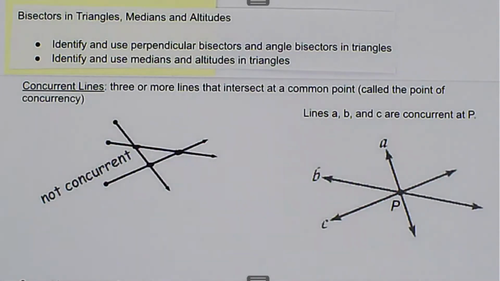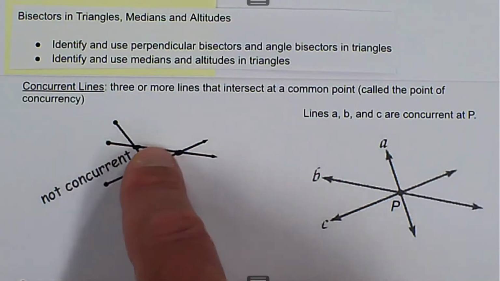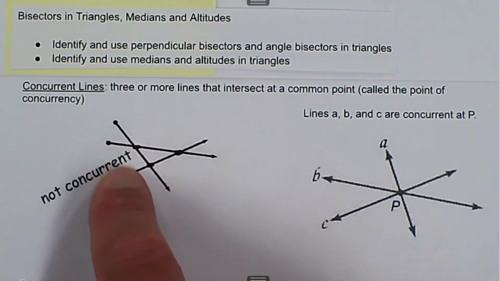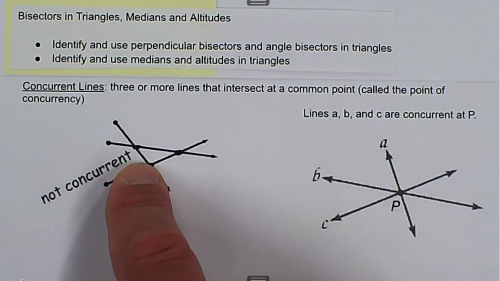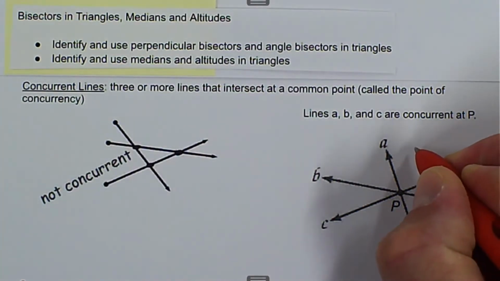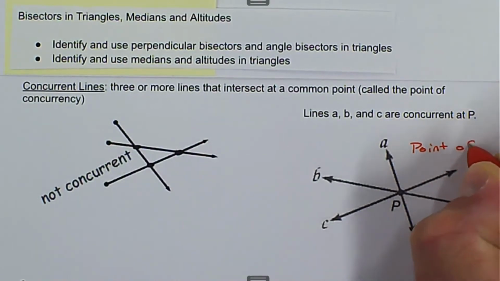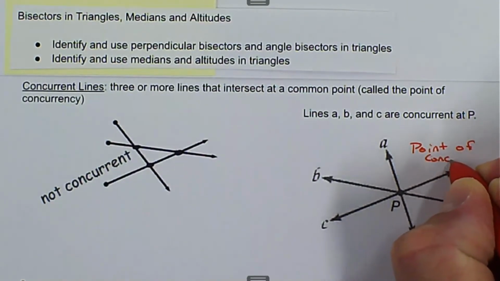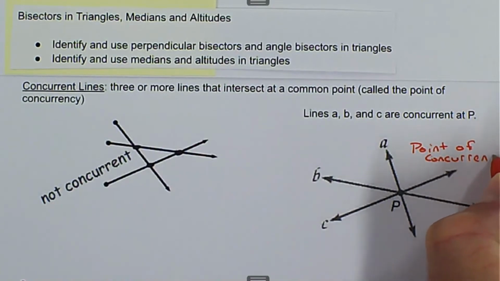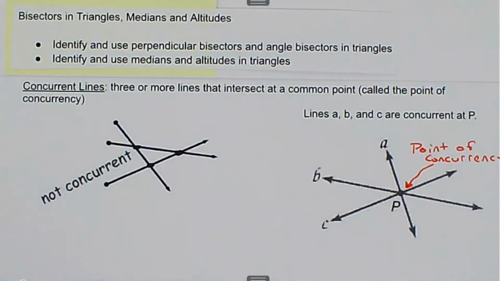So as we can see from this drawing, these three lines do not all meet at one point. These two lines meet, but they don't all meet at the same point. So this is not concurrent. Here we'd have the point of concurrency. And that is point P right there.